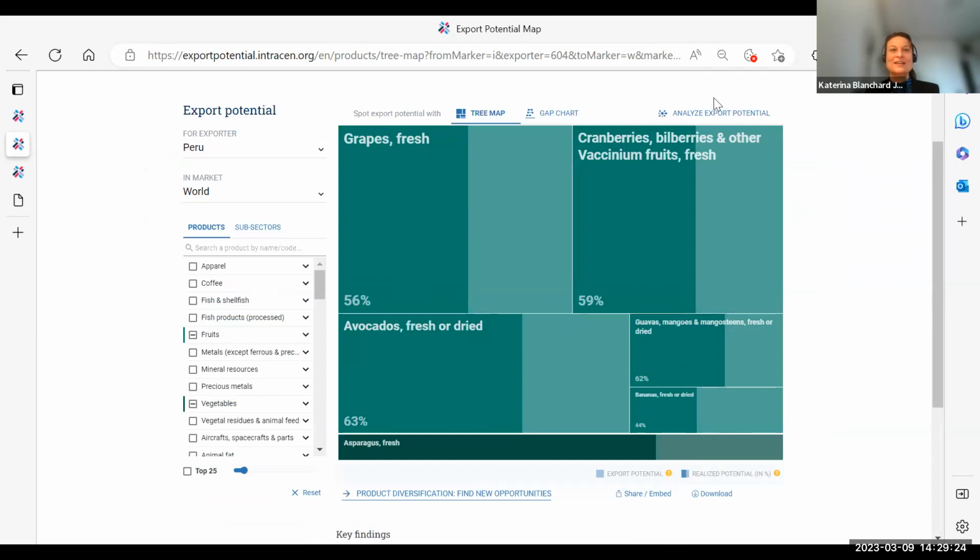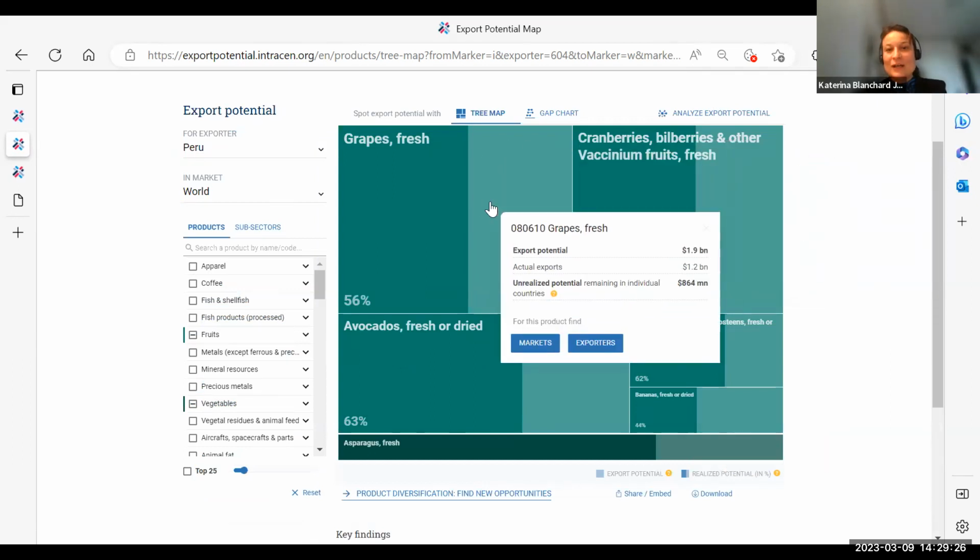Yeah, perfect, looks good. So if we focus on grapes, we immediately see that the export potential stands at 1.9 billion US dollars. The actual exports are at 1.2 billion, and the unrealized potential would be 864 million. So here you can see why it's important to understand the methodology a little bit, because instinctively we would say that the difference between the export potential and actual exports would be 700 million, if I'm calculating correctly. But this is not the case.